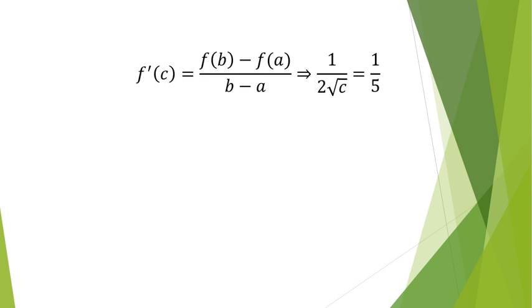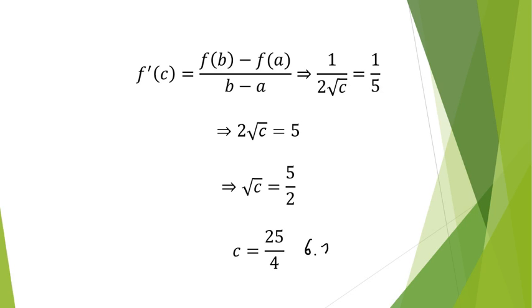So that's exactly what we did in our next step here. Set those two things equal to each other. I can cross multiply here to give me 2 times the square root of c is equal to 5. I need to get that c all by itself, so I'm going to divide both sides by 2. And then lastly, square both sides to get rid of that square root, and we get 25/4, which as a decimal is 6.25.